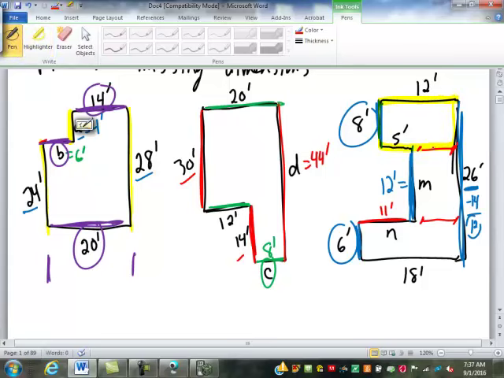So here I've got the 12 and the 5. This has to be 7 feet, which means this is also 7 feet. Now I'm looking at this as a separate rectangle. 7 and N have to make 18, so N is 11.